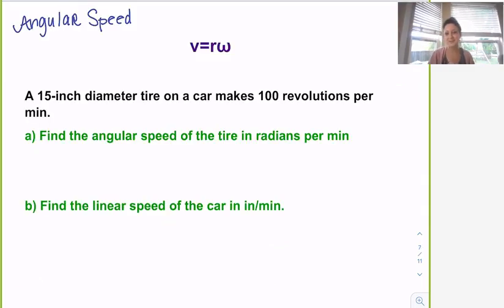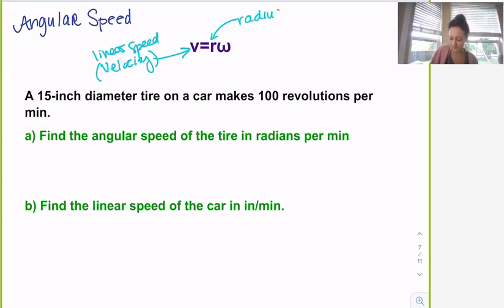All right, so let's look at your last formula for today. Would you write this in your notes, please? V equals R omega, and that's the Greek letter omega. Okay, and let's put some labels to this. So V is going to be your linear speed, also known as your velocity as long as you are moving in the positive direction, okay? R, not surprisingly, is your radius, and omega is your angular speed.